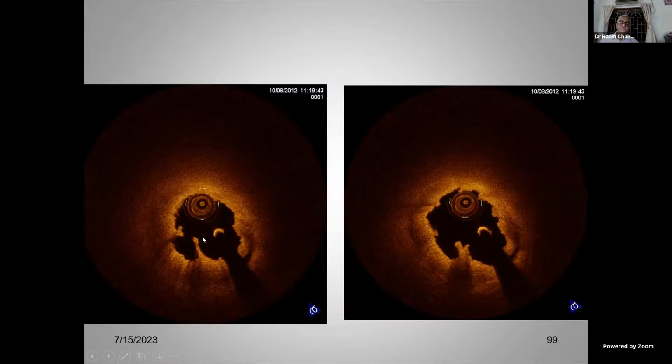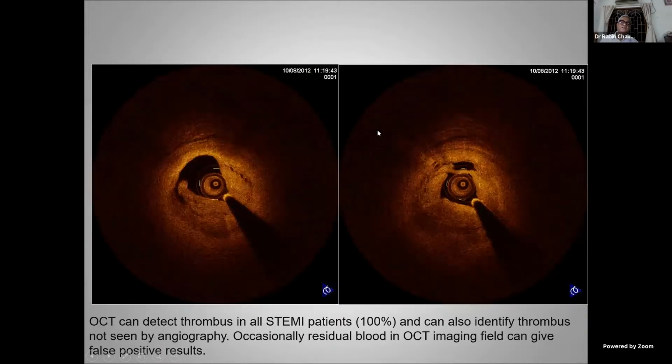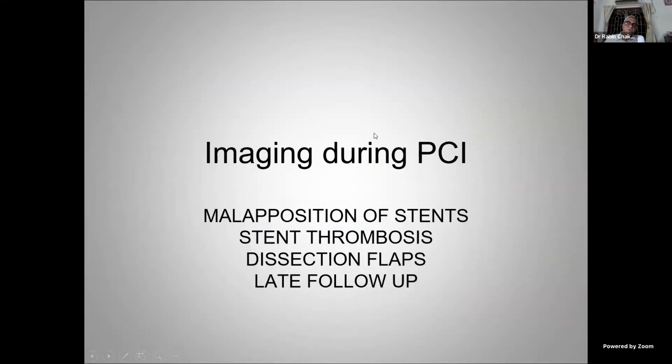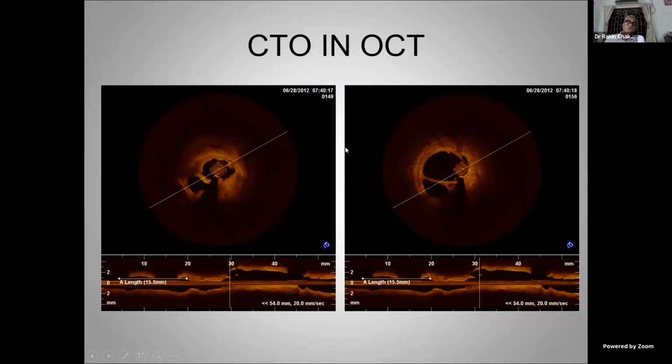You can see how nasty the coronary artery could be when there's a lesion. You can see there's a very complex coronary artery disease of a STEMI patient, and OCT can also detect thrombus, which is not seen by angiogram. This is a thrombus, very nasty looking thrombus here. CTO can also be picked up. This is one such case of CTO in which we have done OCT.